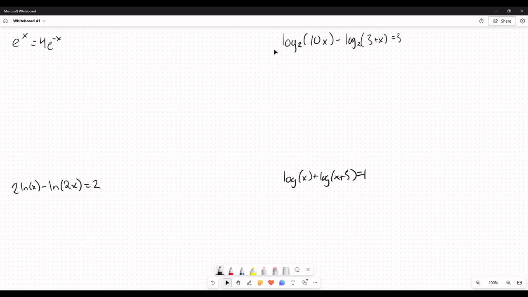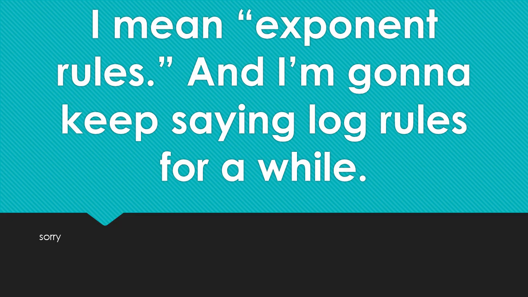In this video, we're going to look at 4 exponential and log equations that require using properties of logs to solve. So let's go ahead and start with this exponential function. And this one, depending on how you want to do it, could use 1 or 2 log rules.